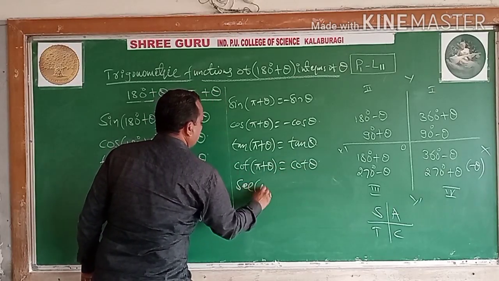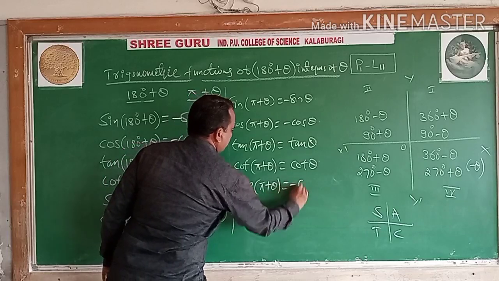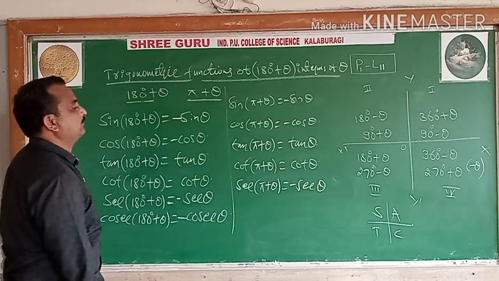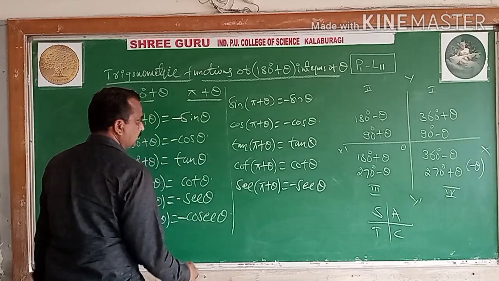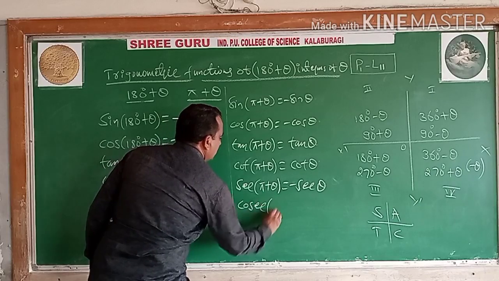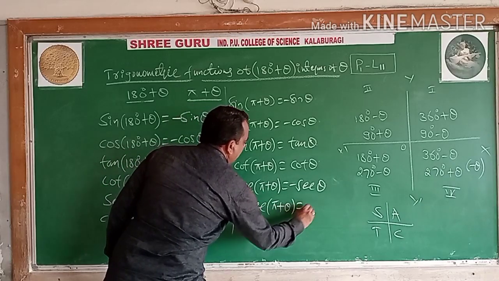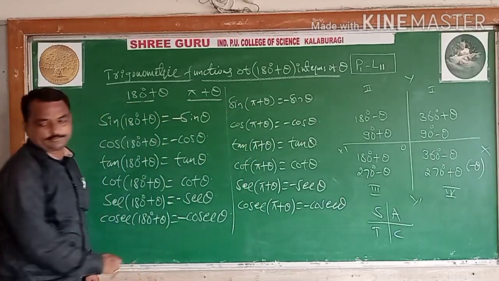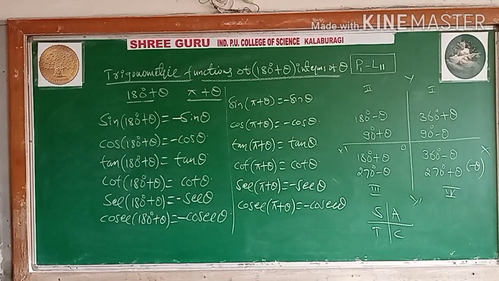Sec pi plus theta is minus sec theta, because sec, cosec, sin, cos are negative. In the third quadrant, only tan and cot are positive. Cosec pi plus theta is minus cosec theta. But only the function remains the same.